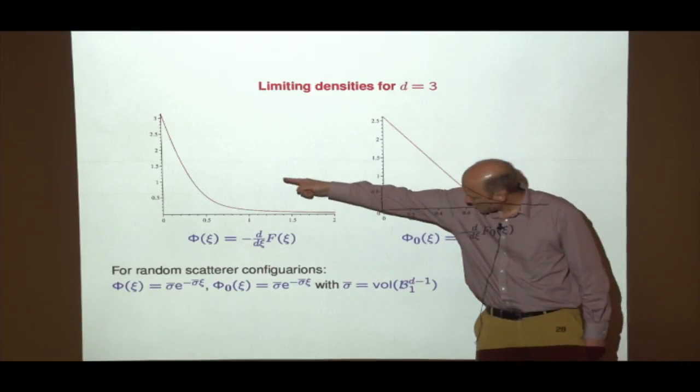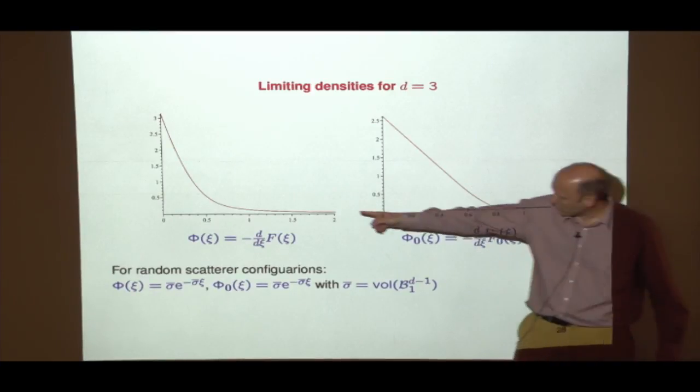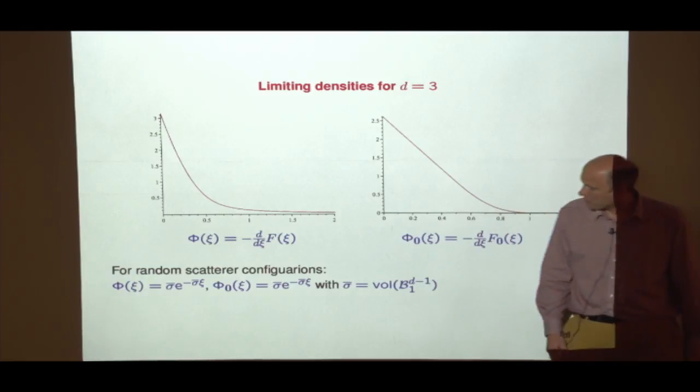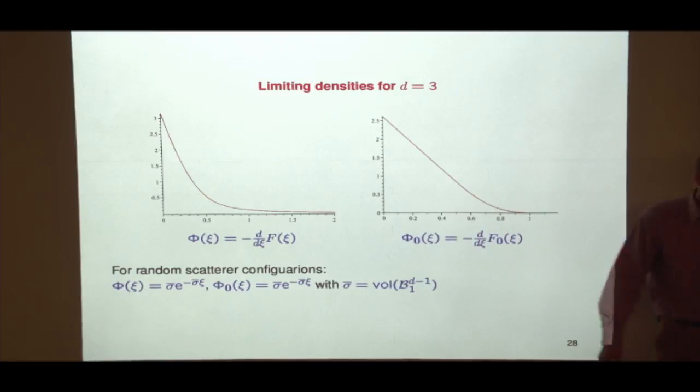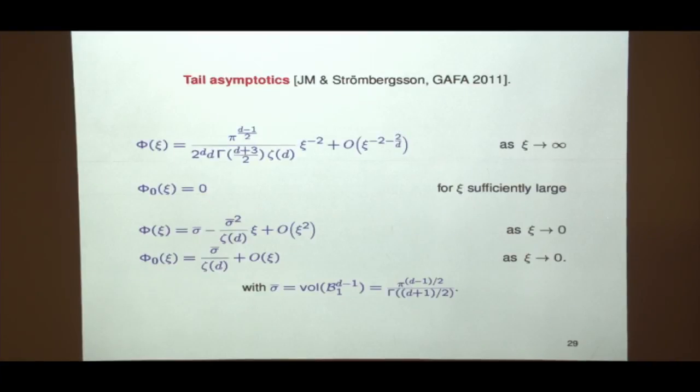On the left is the distribution, the density of our limiting distribution when we shoot off from a generic point. When we shoot off from the center or from the origin, we get this compactly supported distribution. I'm just showing these to you. I don't want to discuss this in detail.